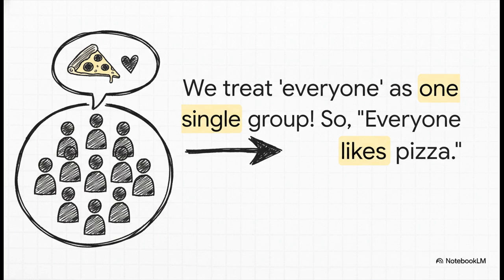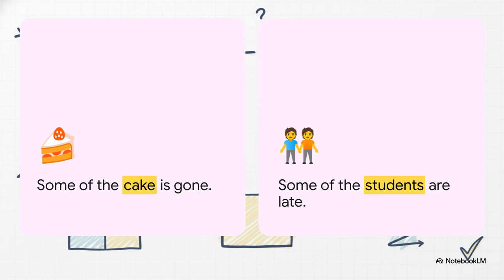See how that works? All right, and for our last big rule, we have what I love to call the chameleon rule. Words like some or all are like chameleons. They change. They aren't singular or plural by themselves. Instead, you have to look at the word that comes right after them. If that word is singular, like cake, the verb is singular. Some of the cake is gone. But if that word is plural, like students, the verb becomes plural. Some of the students are late.